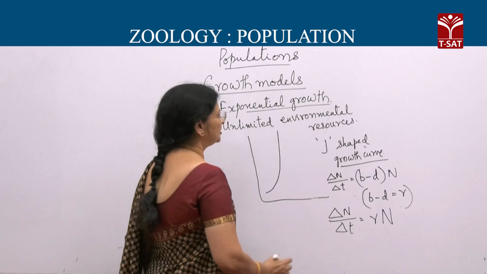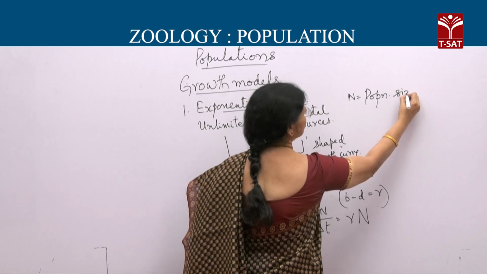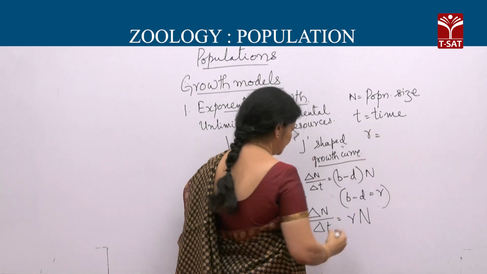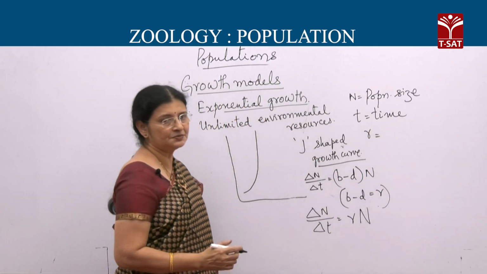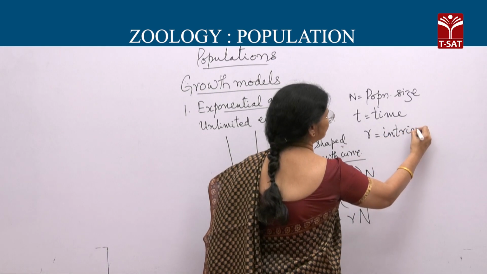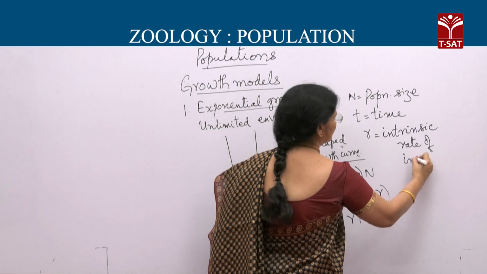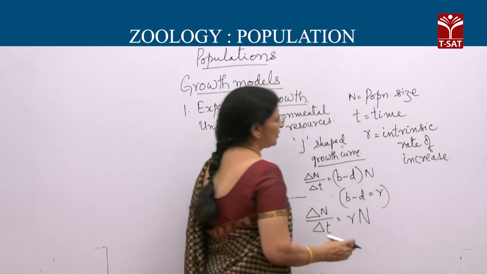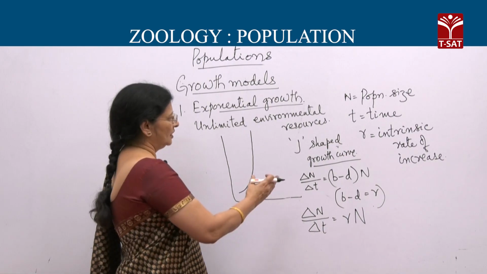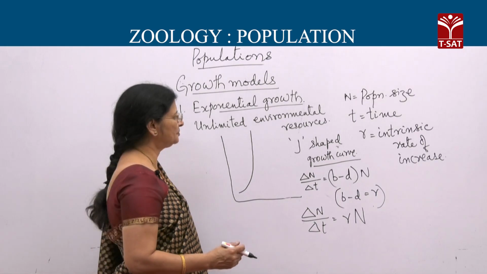In this, N is population size, t is time, r is b minus d, that is birth rate minus death rate. This is called intrinsic rate of increase in the population. So that is how they calculate this intrinsic rate of increase in a population.